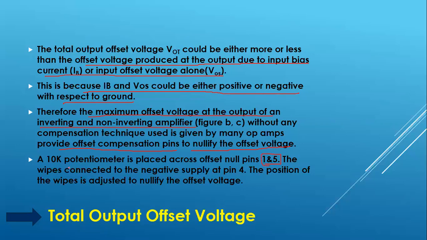If you connect a 10 kilo ohms potentiometer between pin 1 and pin 5, with the wiper connected to the negative power supply at pin 4, the position of the wiper is adjusted to nullify the offset voltage. So this is the technique finally used in the IC. From this you can obtain the total offset voltage. This is maintained equal to 0 for input voltage equal to 0.